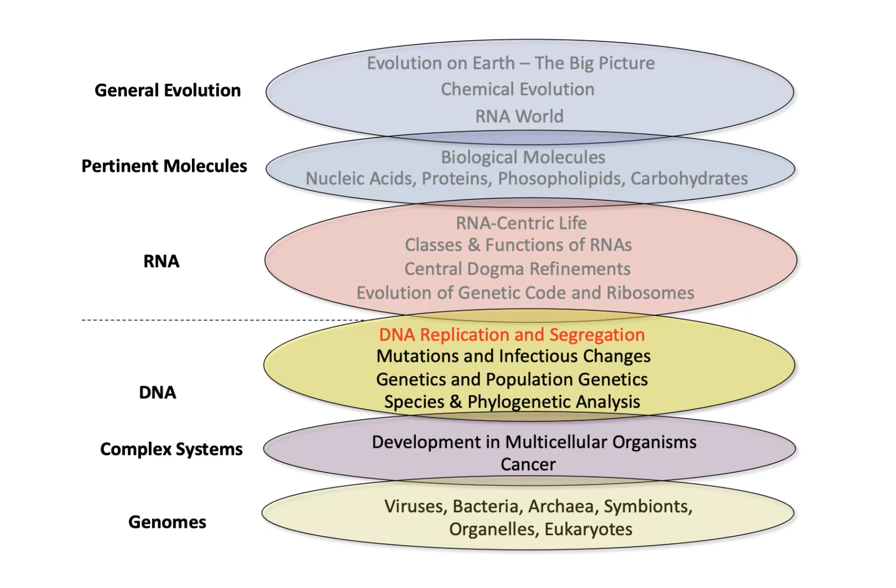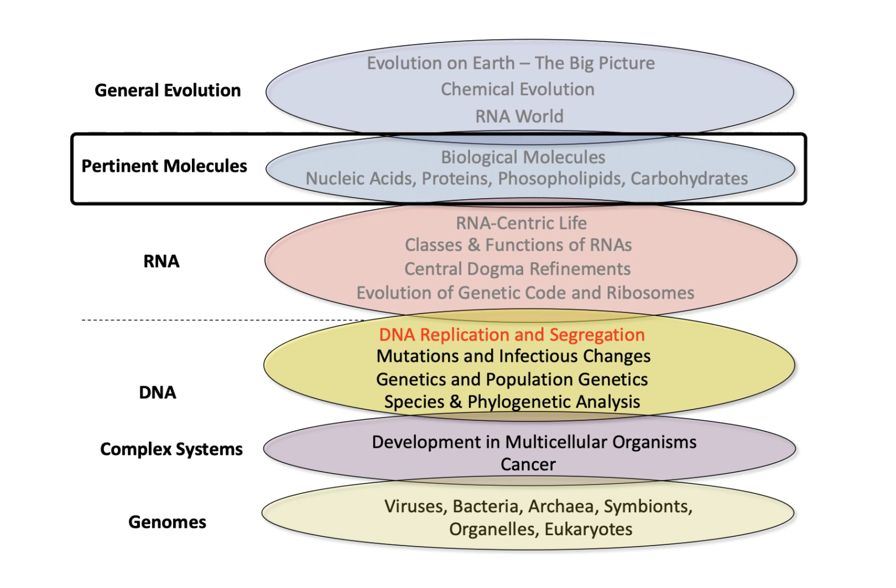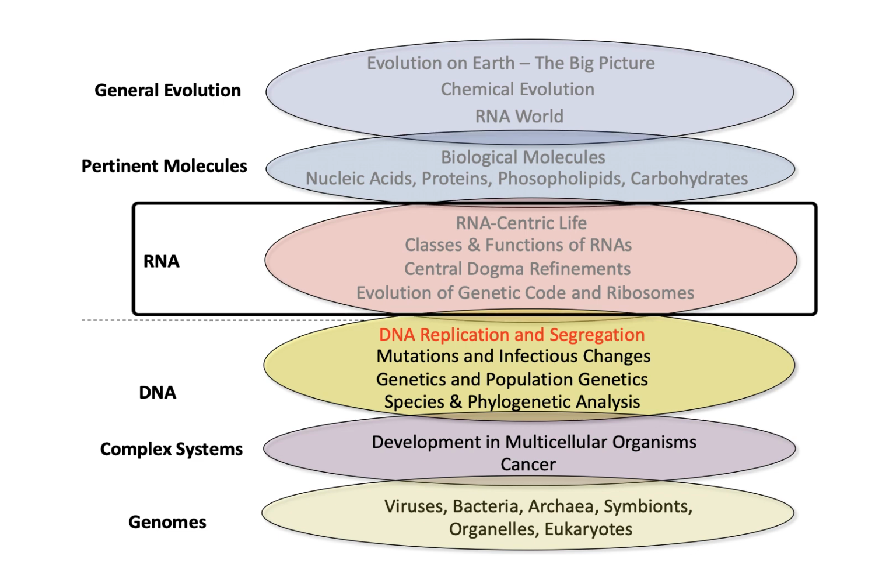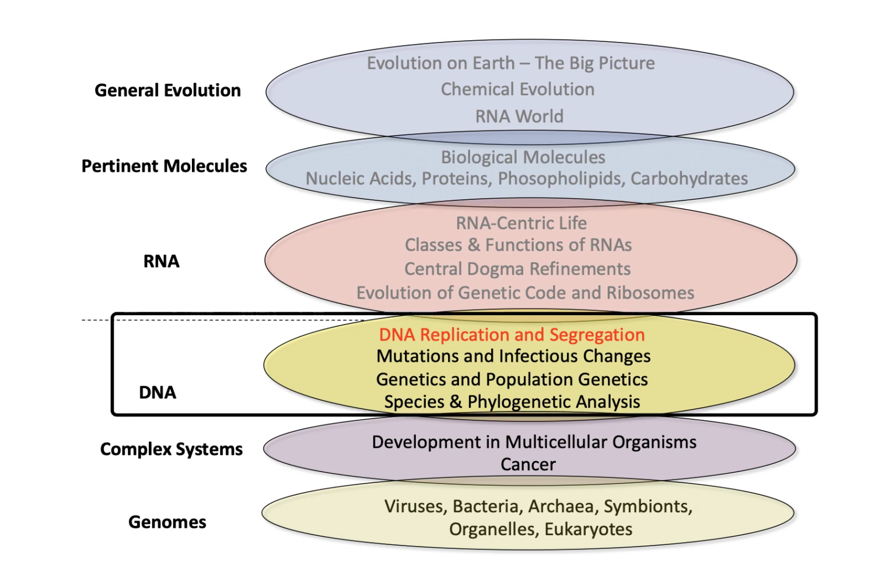This diagram just shows you a bit about where we've been so far up here in general evolution, some of the pertinent molecules, especially nucleic acids, and then quite a bit about RNA, including ribosomal RNAs, tRNAs, mRNAs, and small RNAs, and then evolution of the genetic code and ribosomes. So now we're going to start talking about some specifics to DNA, starting with DNA replication, and then go to DNA segregation and mutation eventually. But this video is just on DNA replication.